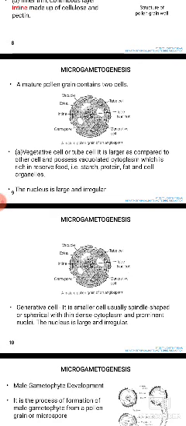The second one is the generative cell. It is a smaller cell, usually spindle shaped or spherical, with dense cytoplasm and a prominent nucleus.